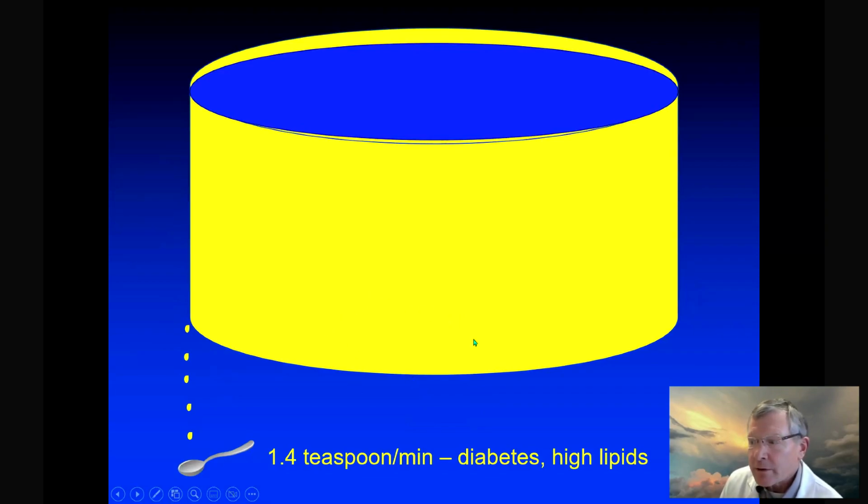So, for example, if we have a woman with a BMI in the range of 35 with the amount of adipose tissue I showed you earlier, her swimming pool equivalent of fat would be 80 feet in diameter and 30 feet deep. And a dysregulated release of fatty acids from this gigantic swimming pool, maybe just 1.4 teaspoons a minute, is enough to push somebody into diabetes, hyperlipidemia, and a host of metabolic problems.